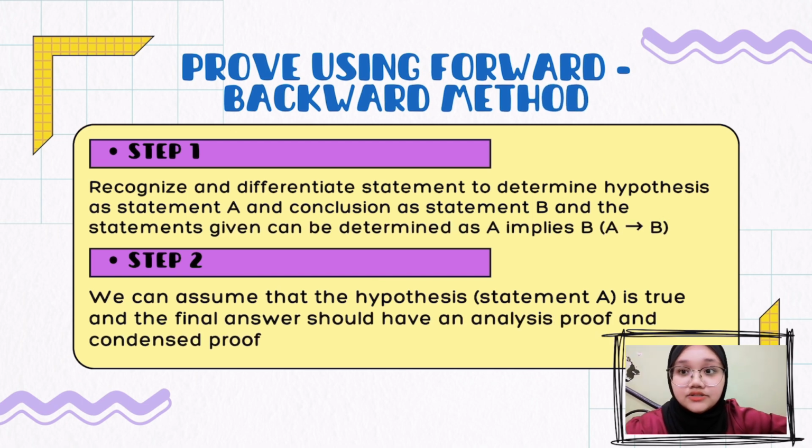So now I am going to talk about how to prove using the forward-backward method. For the first step, we should recognize and differentiate the statement to determine the hypothesis as statement A and the conclusion as statement B. And the statement given can be determined as A implies B. The next step is we assume that the hypothesis, which is statement A, is true. And the final answer should have an analysis and a condensed proof.